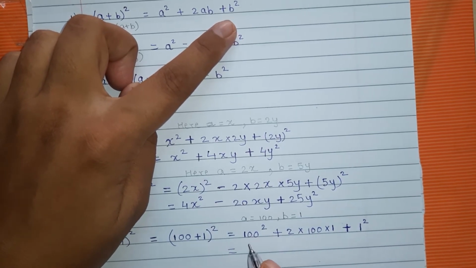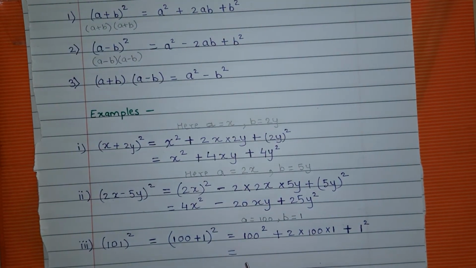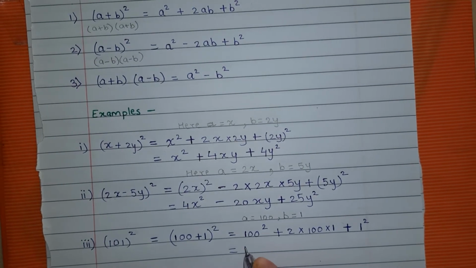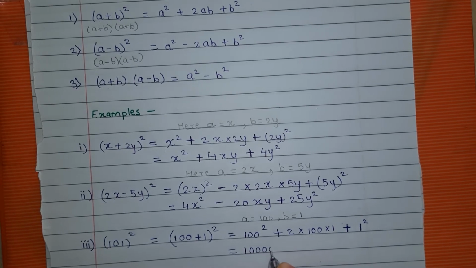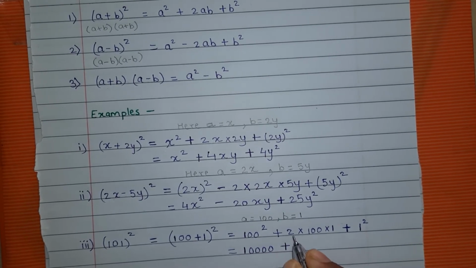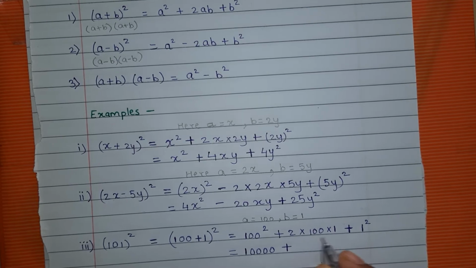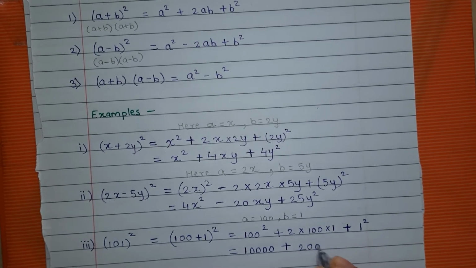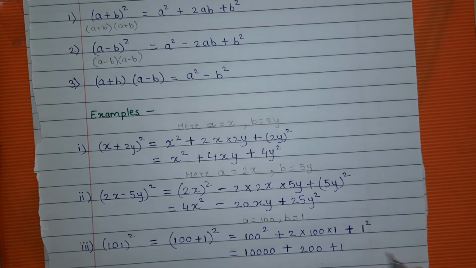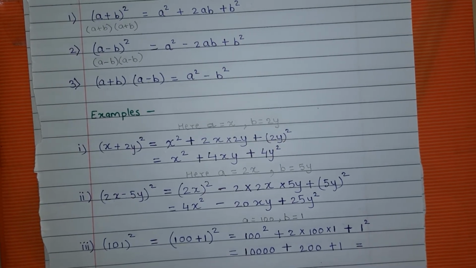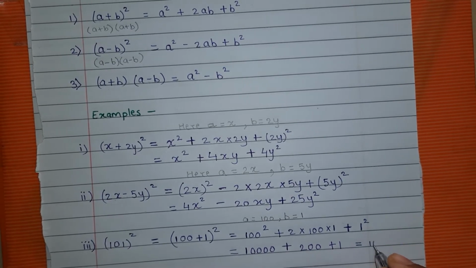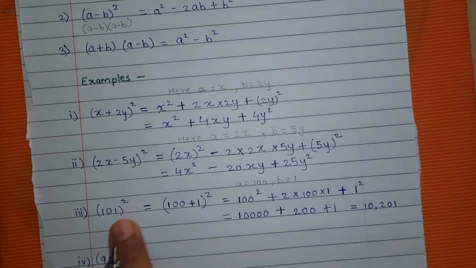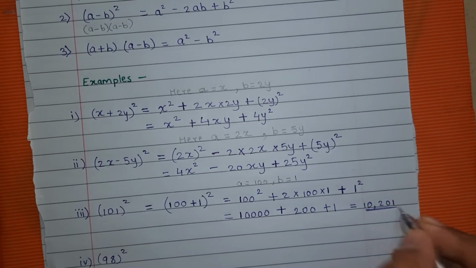Now what is 100 square? 100 into 100. Total how many zeros after 1? 100 into 100 means 4 zeros. 1, 2, 3, 4, plus 2 into 100, 200, into 1, 200, and 1 square is 1. So the answer is 10,201. 10,201 is the answer of 101 square.